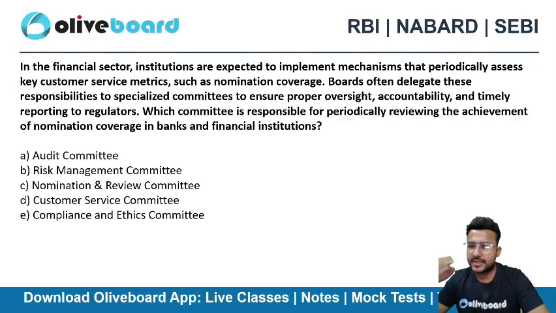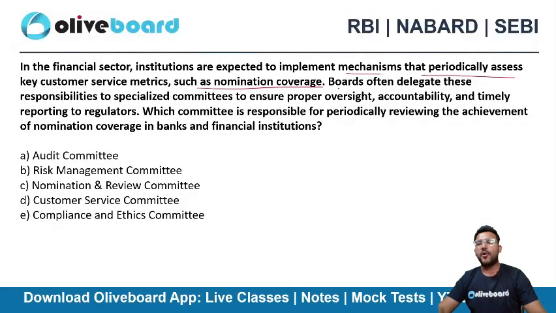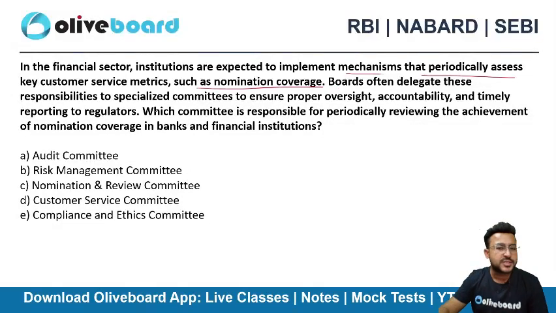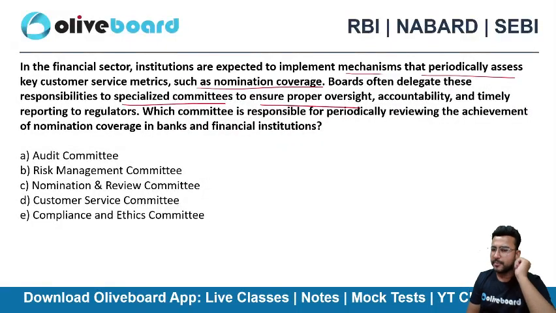In the financial sector, institutions are expected to implement mechanisms that periodically assess key customer service metrics, such as nomination coverage. The board often delegates these responsibilities to a specialized committee to ensure proper oversight, accountability, and timely reporting to the regulators. Which committee is responsible for periodically reviewing the achievement of nomination coverage in the banks as well as financial institutions? So this circular talked about a particular committee. This particular question can be important from this circular.